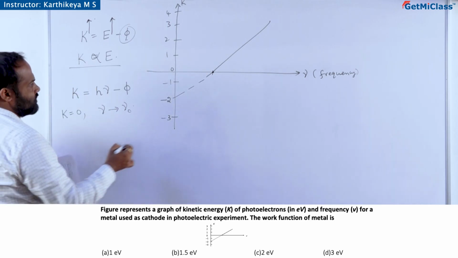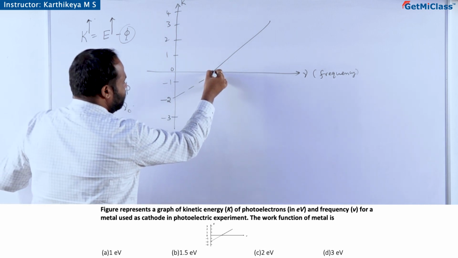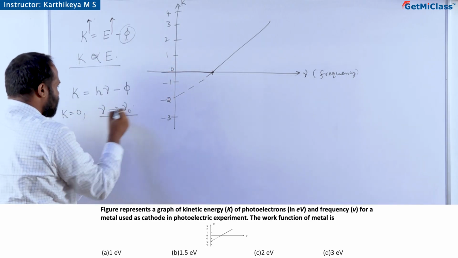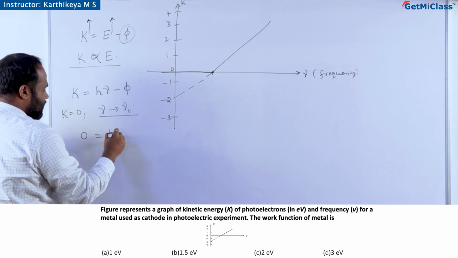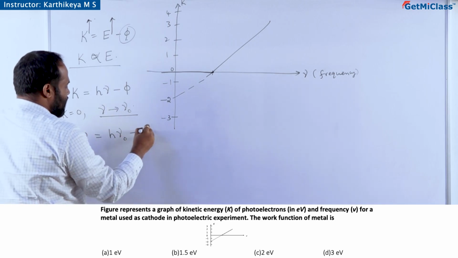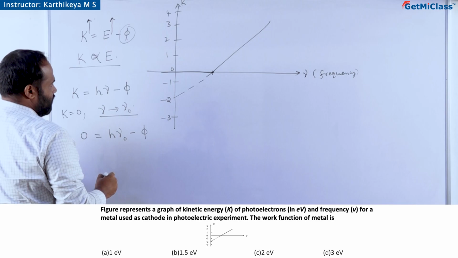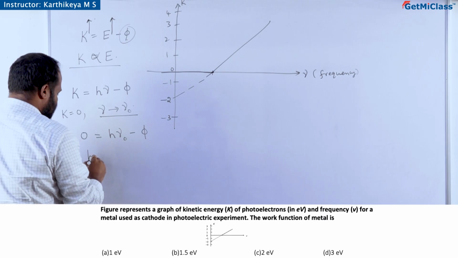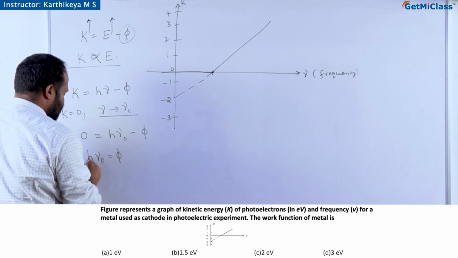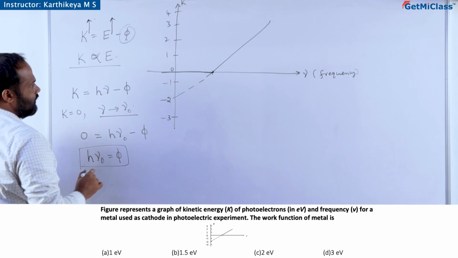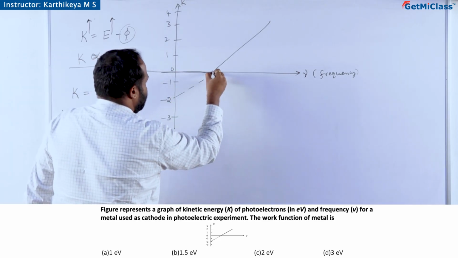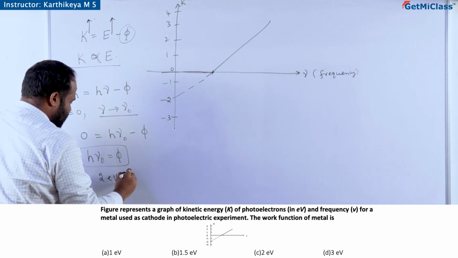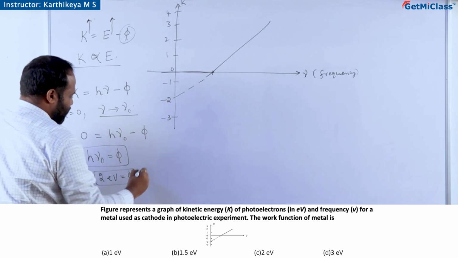So, when that happens, see here, when kinetic energy is 0, frequency is nu naught. Then it is h nu naught minus phi. When it is h nu naught, then h nu naught is phi, as you can see. So, this intercept here is 2. So, 2 electron volt is the work function.